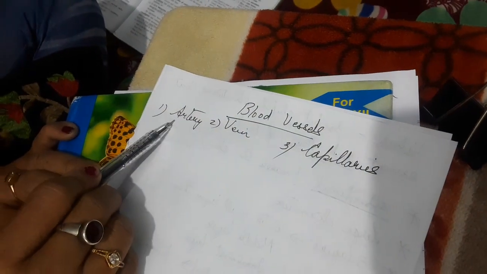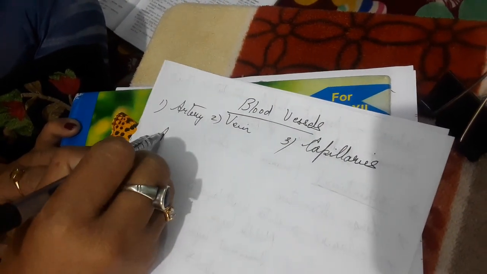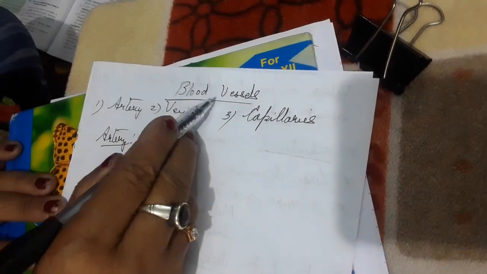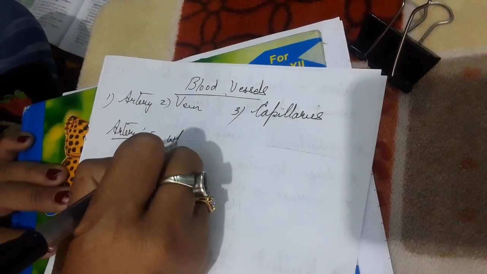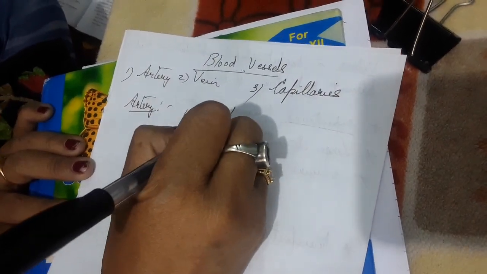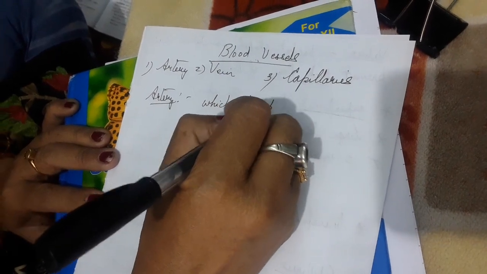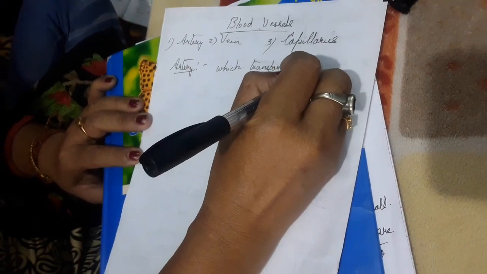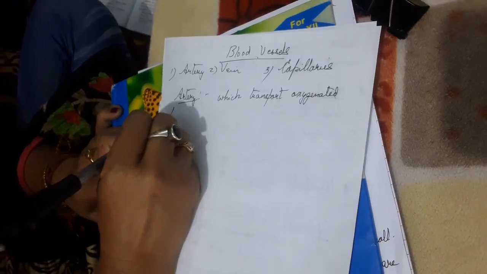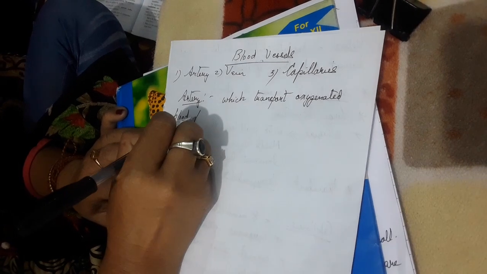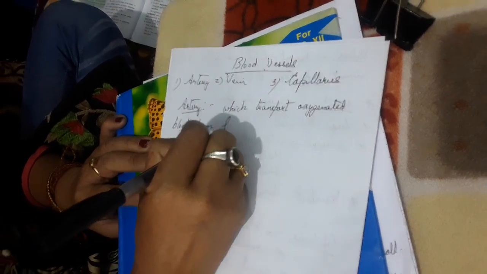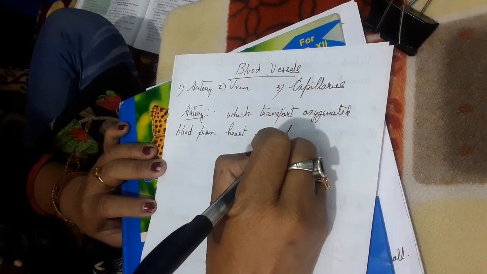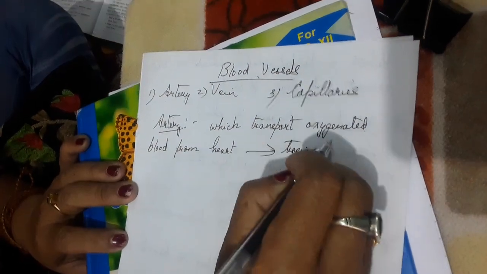Let us discuss about artery first. What is artery? It is a type of blood vessel which transports, or you can say carries, oxygenated blood from the heart to tissues, that is specific organs.